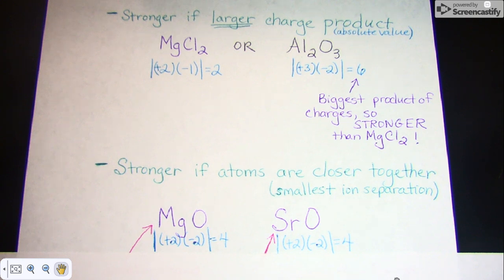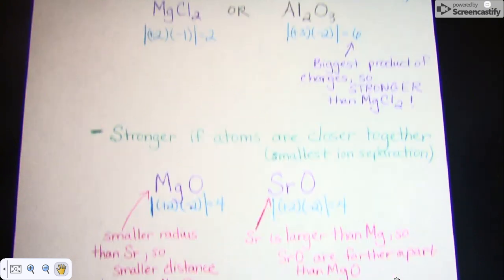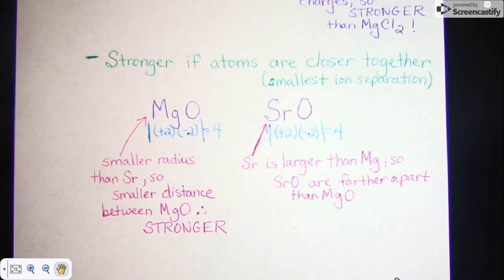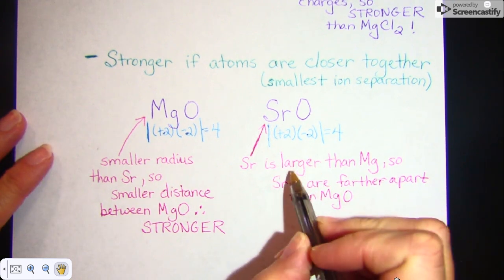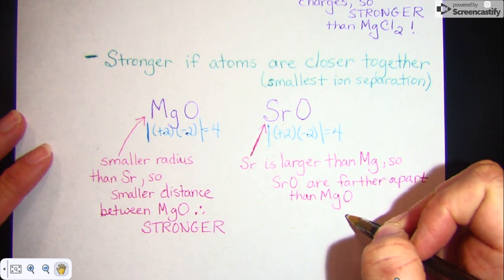That's why we had to go to the radius, or the smaller ion separation. So as I was saying, strontium is larger, and due to its larger radius, that means they are farther apart. When they are farther apart, strontium larger, so they're farther apart than magnesium, therefore they are weaker.